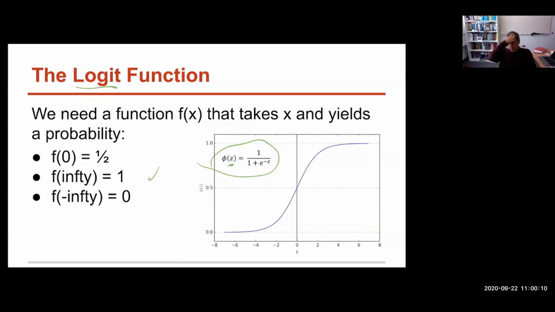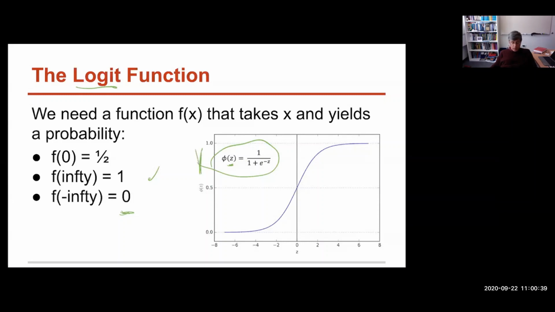If z is very, very small, okay, it's a negative number, then e to the minus z is a huge number. 1 over a huge number is 0, okay? If the difference in our scores is incredibly negative, I have no chance to beat you, okay?